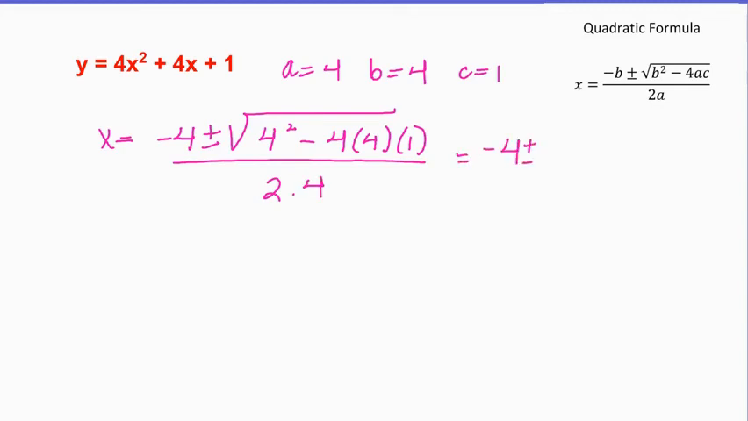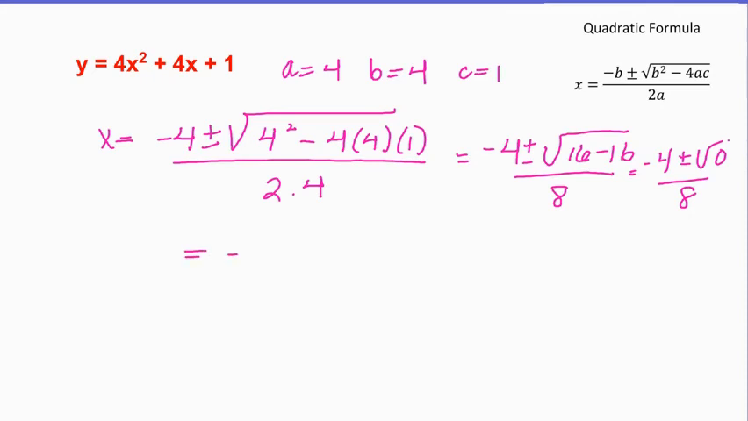So I have -4 plus or minus the square root of 16 minus 16, all over 8. Okay, hopefully you're noticing now I have -4 plus or minus the square root of 0 over 8. The square root of 0 is 0. So I have -4 plus or minus 0 over 8. Well, this is one where I'm going to get one answer. I'm not going to get two because I can't plus 0 and minus 0. So -4 over 8 is -1/2.